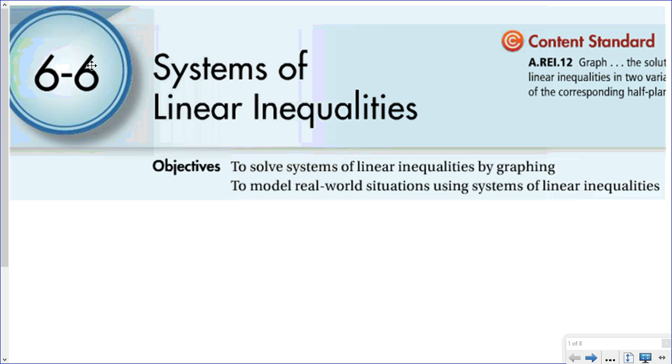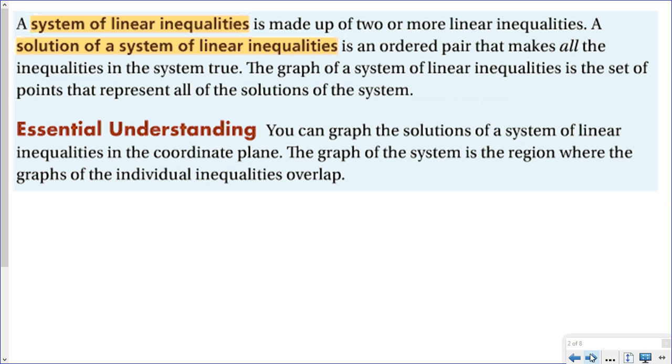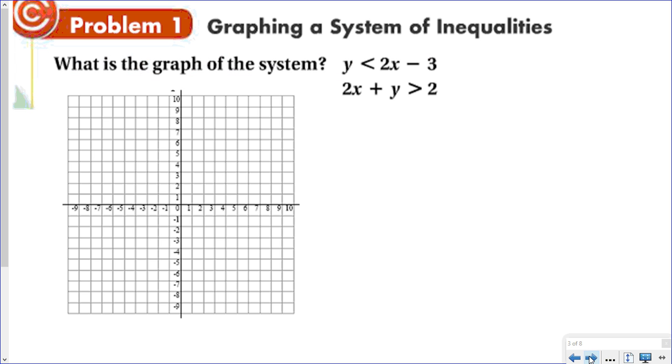Okay, this is 6.6 systems of linear inequalities. The objectives: to solve systems of linear inequalities by graphing and to model real-world situations using systems of linear inequalities. It's a lot like 6.5. We're going to be shading, and the big difference is you put two graphs on one because it's a system, which means two, kind of like we use substitution or elimination for. So we're going to put both of these graphs on this grid.